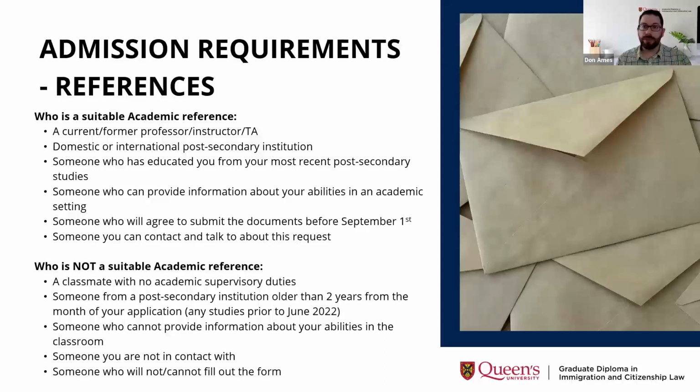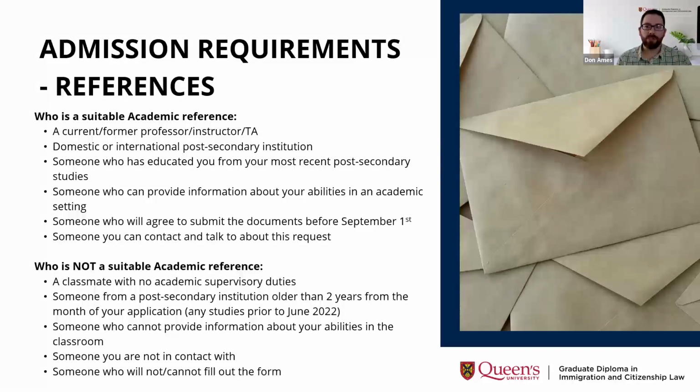Who's not suitable as an academic reference is a classmate with no academic supervisory duties, or someone from a post-secondary institution outside of that 2-year window. So any studies prior to June 2022 at this point, you cannot utilize as an academic reference. Also not suitable is someone who cannot or will not provide the information in the form, or someone that you're not in contact with, someone who won't be able to provide the form by the September 1st deadline.